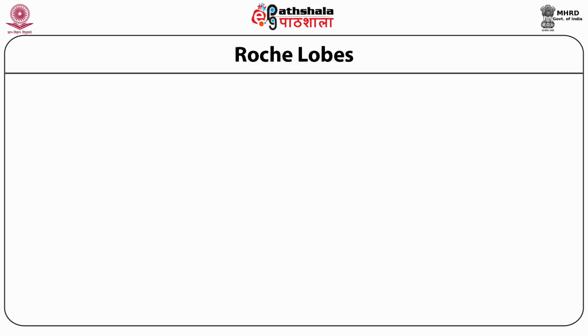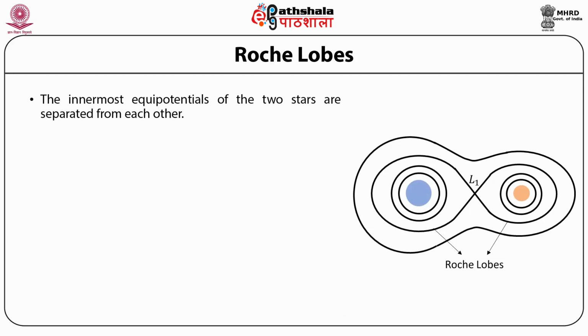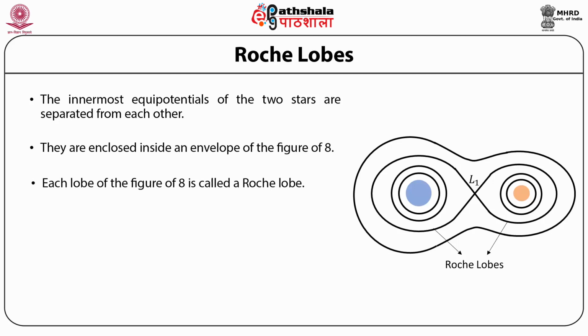Roche lobes. As seen in the figure, the innermost equipotentials of the two stars are separated from each other. Imagine that one of the stars, say the one on the left, is a more massive main sequence star, while the other is a less massive main sequence star. The figure shows the initial configuration of the binary system. They are enclosed inside an envelope of the figure of 8. Each lobe of the figure of 8 is called a Roche lobe.